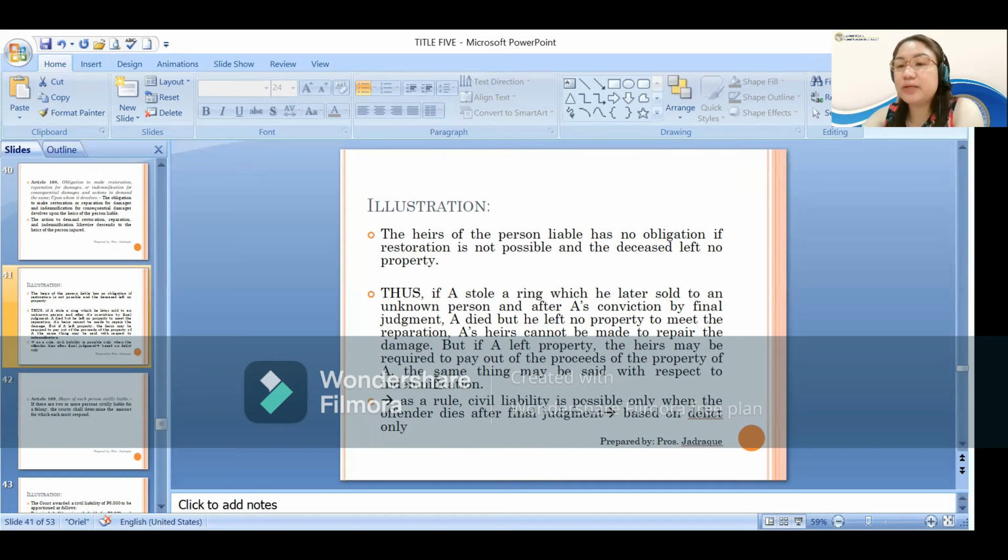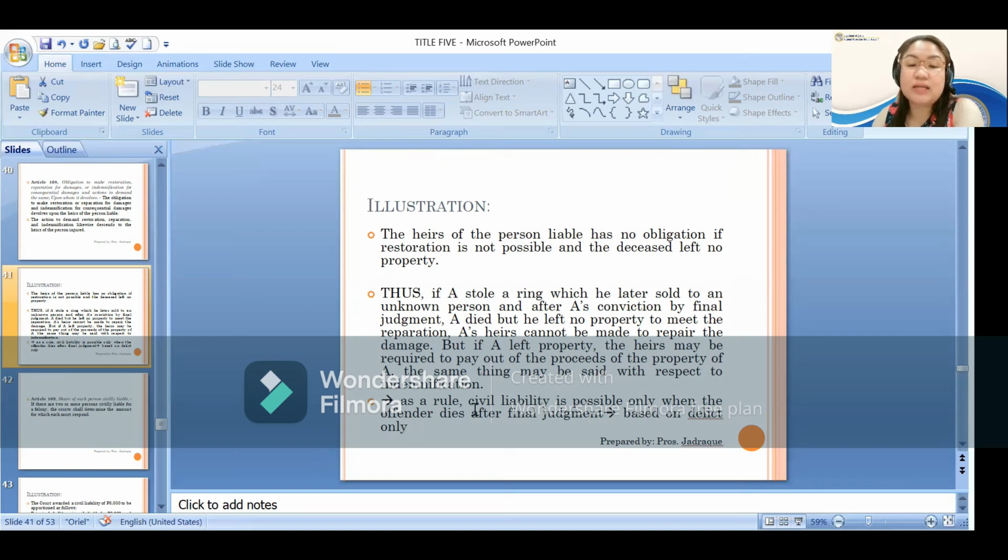So as far as the offended party is concerned, just in case the offended party died, then his heirs have the right to demand the same from the accused if still alive. They can pursue the claim to the estate of the accused in case he left some properties. As a rule, civil liability is possible only when the offender dies after judgment based on delict only.